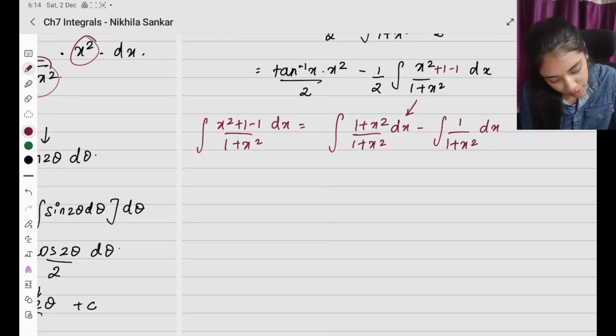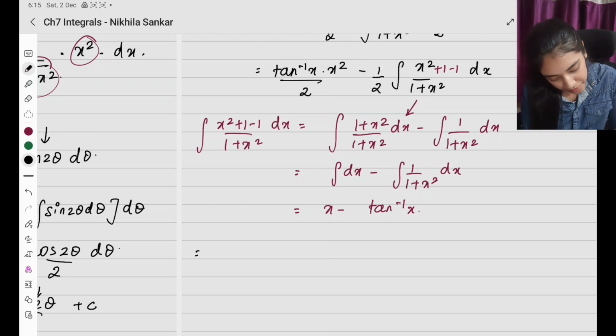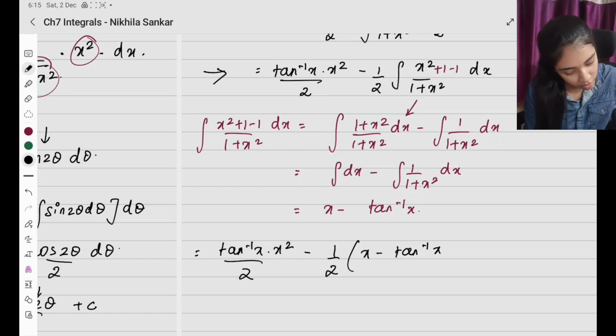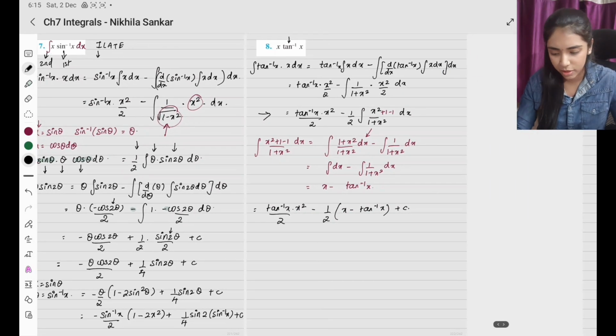Okay. So this is a much simpler one. So integral dx minus integral of 1 by 1 plus x square dx. So this is going to be x minus tan inverse of x. So final answer eppadi irukapodhu? I have tan inverse of x times x square divided by 2. So this is my final minus half times the integral, which is x minus tan inverse of x plus c. So this is my final answer. Okay, please copy.